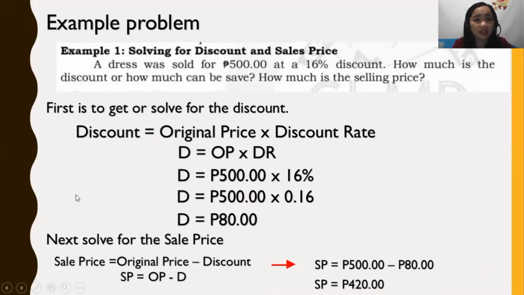Therefore, the dress will be paid at 420 pesos. So, mabibili mo na lang siya ng 420 pesos. Siyempre, naka-discount ka. At naka-save ka ng money. Now, let's have another example.